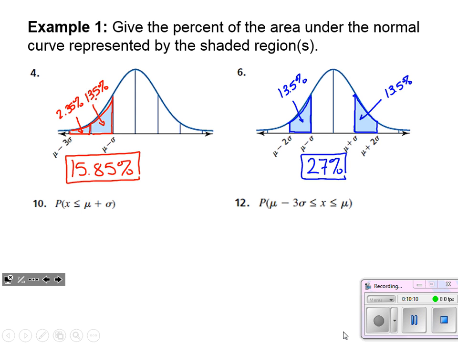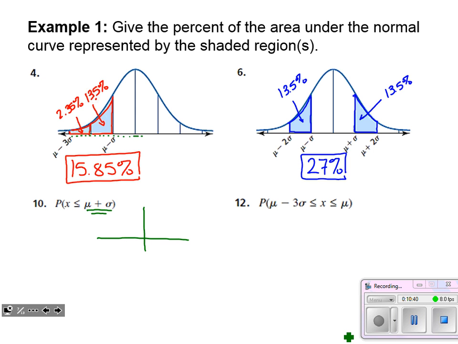Okay, number 10. Notice now here it's not the percent, it's the probability. So we're going to answer in both ways, but remember probability is a number between 0 and 1. We're going to probably leave our answers as decimals instead. So for number 10, let's read the event. The probability that our x value, we're still dealing with a graph, this is still an x-axis here, our x is less than or equal to the mean plus a standard deviation. Okay, so I'm just going to make a quick sketch here.